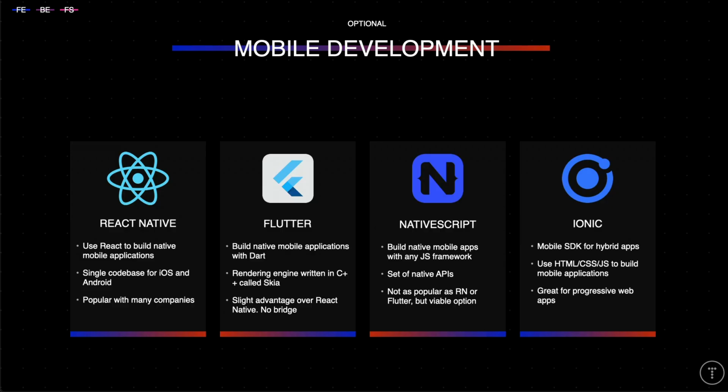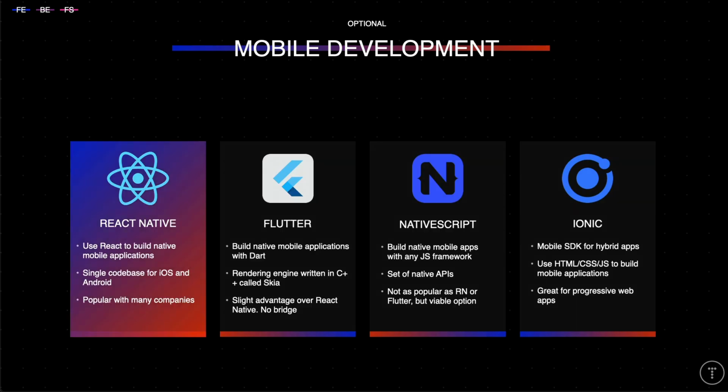So the first choice is React Native, and obviously we've talked about this a little bit. It's a framework that allows you to build native mobile applications with JavaScript and the React framework. And what's great about not only React Native, but all of these really, is that you can have a single code base for both iOS and Android, as opposed to native development, where you'd have to have two separate code bases and two separate languages. So if you're a React developer, you're probably going to gravitate toward React Native. It's very powerful. It's used by a lot of big companies.